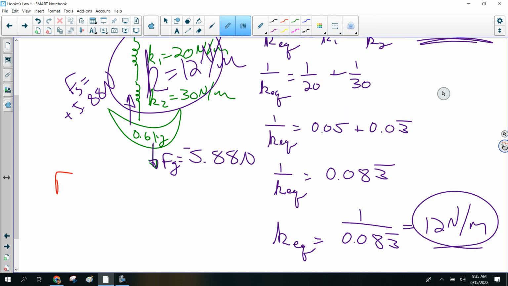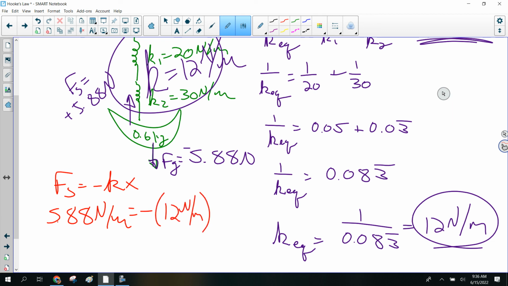So force of the spring is negative K times X. The force of the spring has to be 5.88 newtons. That's equal to negative K, which we just decided was 12 newtons per meter, times X. Divide both sides by 12, and you end up getting negative 0.49 meters. So that's how far that one stretches. So there you go, Hooke's law.